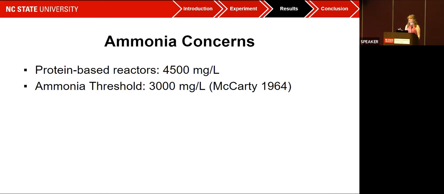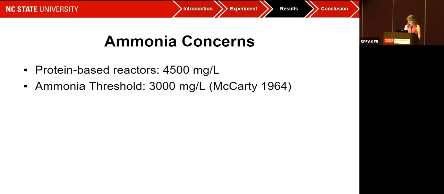But there is a wide range in literature of reactors performing at much higher concentrations of ammonia. It really depends on the inoculum, the substrate type, and operational conditions. So it's a wide range, but it is possible that the reactors were impacted by the high ammonia concentration. Specifically, methanogens are susceptible to ammonia. So it's possible that the drop in methane production from the protein-based reactors was due to ammonia inhibition compared to the other reactor types.